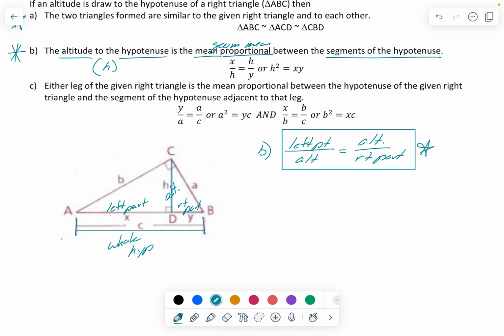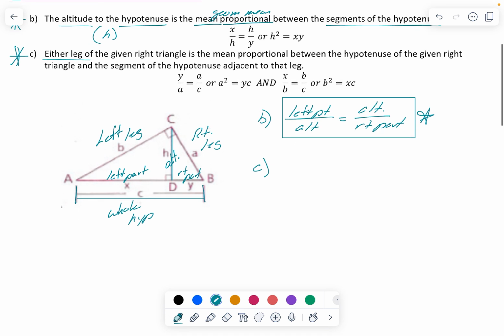Then we also have C. And C says either leg of the given triangle. So we're going to call this the left leg. Remember, not the hypotenuse, but the other sides of a right triangle we refer to as legs. And this is the right leg. So we got the left leg, left part, right part, and then altitude and whole hypotenuse. Those are all our parts of this triangle.